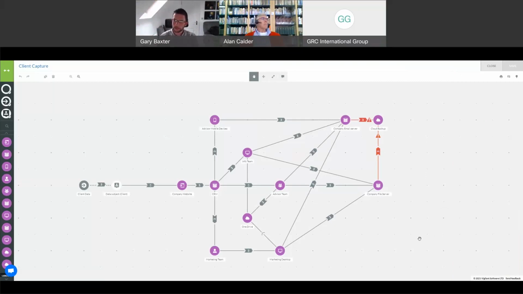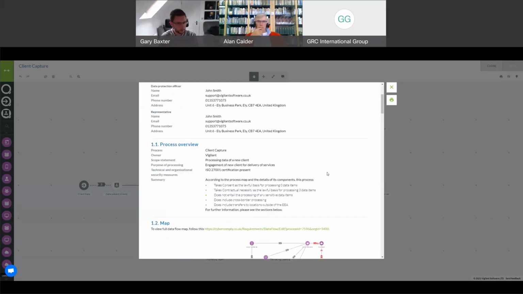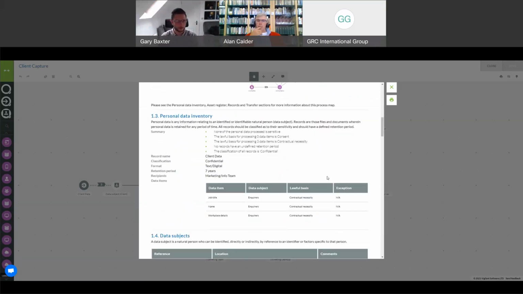Once the work has been completed in here, you'll then have your final reports. Now, the reports are very quickly run and they pull all of the information I've shown you so far into one neat and easy to read area. We have the overall controller's contact details, so that's us in my case. We then have a process overview, so highlighting all of the technical and organizational security measures. There's summaries of the information that we're handling. We then have an overview of the process map to give a visual representation of what's going on, a list of the personal data inventories.